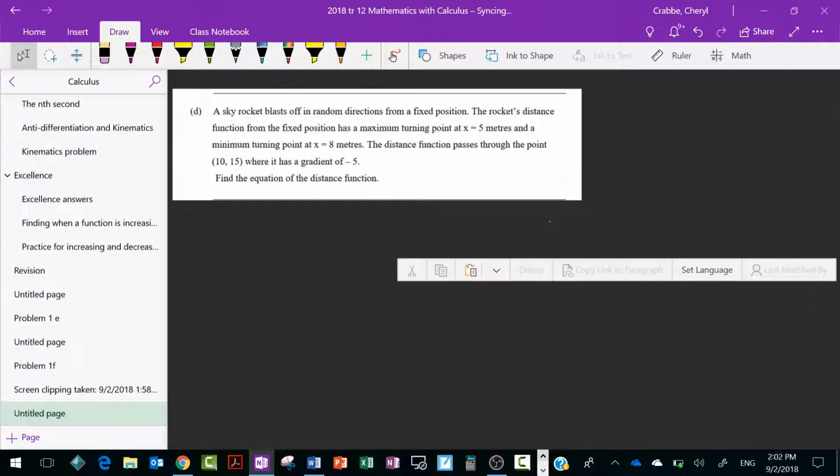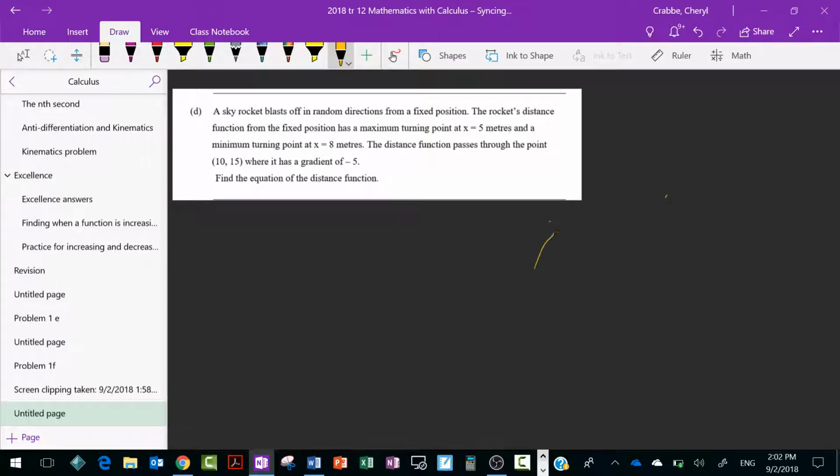Now, that information basically tells us that we have a function, a distance function, that is a positive cubic, because we've got the maximum point being the first point at x is 5 and the minimum point being the second point at x is 8. Now, you need to have that information, and you need to make sure that you understand intuitively what that is talking about so that you can work for the next little while. So then we know that the differentiated expression is going to be a positive parabola.